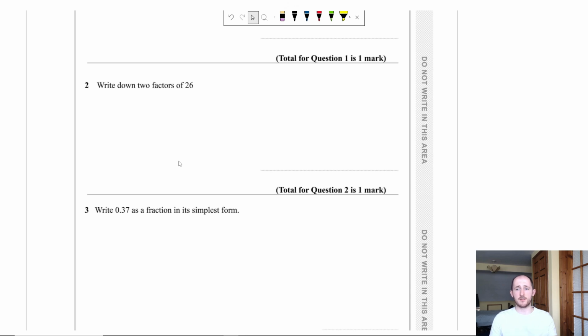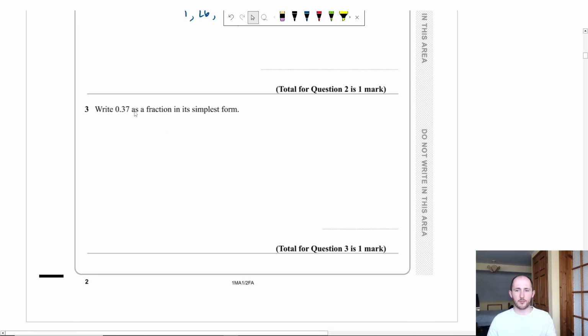For question 2, write down 2 factors of 26. This is testing your knowledge of what a factor is. Remember, a factor is a number that can divide into, in this case, the number 26 and leave no remainder. So for example, you have 1 and 26, then you also have 2 and 13. Those are the 4 factors of 26, and you can write any 2 of them down. Because 1 divides into 26, right? 26 divided by 1 gives me 26, 26 divided by 26 gives me 1, 26 divided by 2 gives me 13, and so on. They need to divide in with absolutely no remainder.